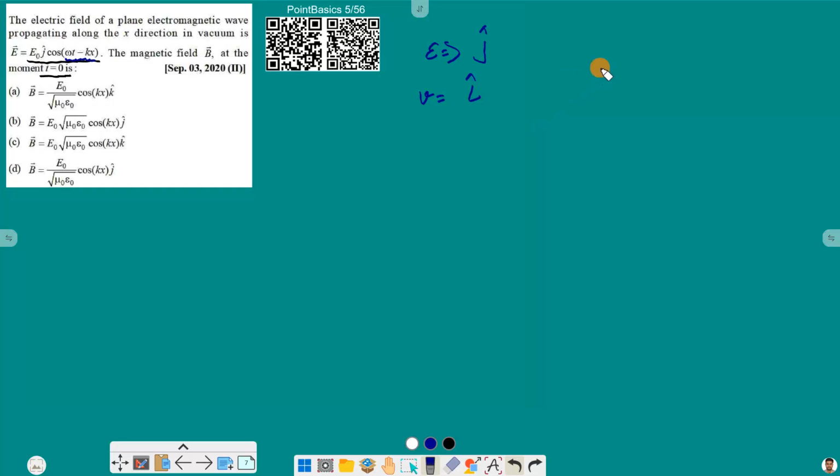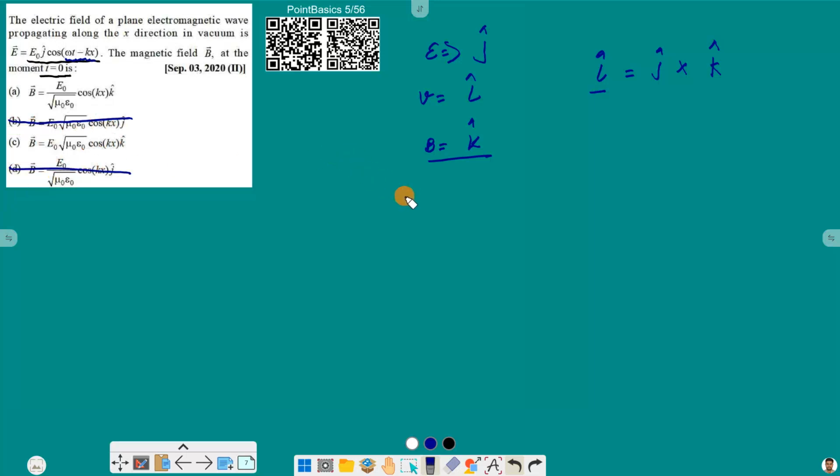So we know that v is equal to e cross b. So if we substitute k here, j cross k will be I, so we can say the magnetic field will be along positive z direction. So option B is cancelled and option D is cancelled.